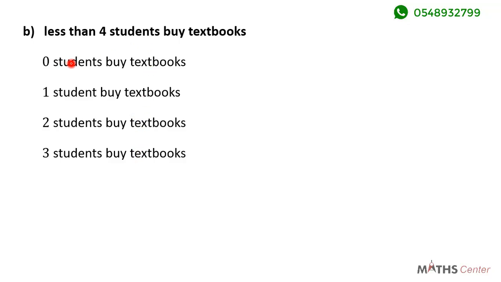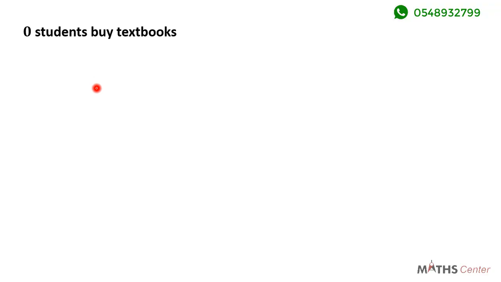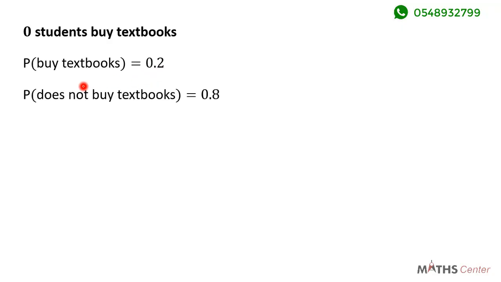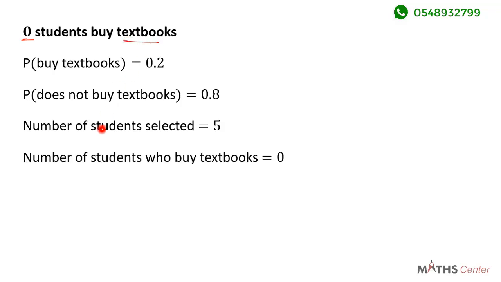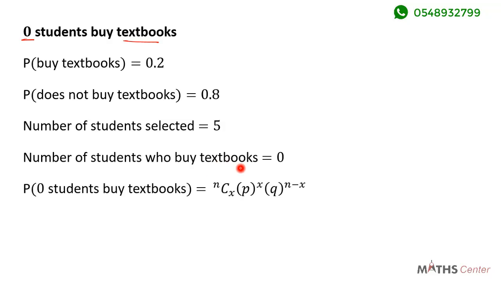Let's begin with the first one, the probability that no student buys textbooks, or 0 students buy textbooks. We have learned that the probability that a student buys textbooks is 0.2. The probability that a student does not buy textbooks is 0.8. 5 students are selected. Here, we want to find the probability that 0 students buy textbooks. So the number of students who buy textbooks is 0. From the binomial probability distribution, the probability will be given by n combination x, p exponent x, q exponent n minus x. So we are going to find the values of n, x, p, and q, then we substitute them here for the probability.